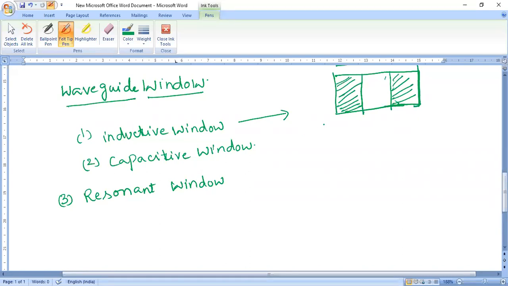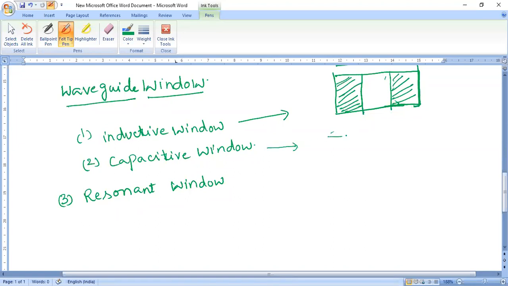If you see, the conducting plates are extended into the waveguide, on the side walls, to produce the inductive susceptance. So if the conducting plates are placed across the side walls of the waveguide, then it is called an inductive window. And what is the capacitive window?